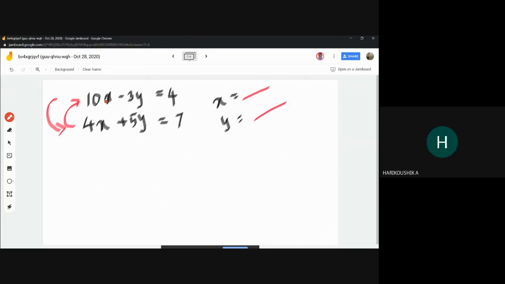Sir, 0.66, 0.87, sir. 0.66 for x, 0.87 for y. Thank you, Hari. So you just used the elimination method, right? So did you multiply like this, multiplying this by 4 and this by 10? Did you work like that, or what other method did you use?